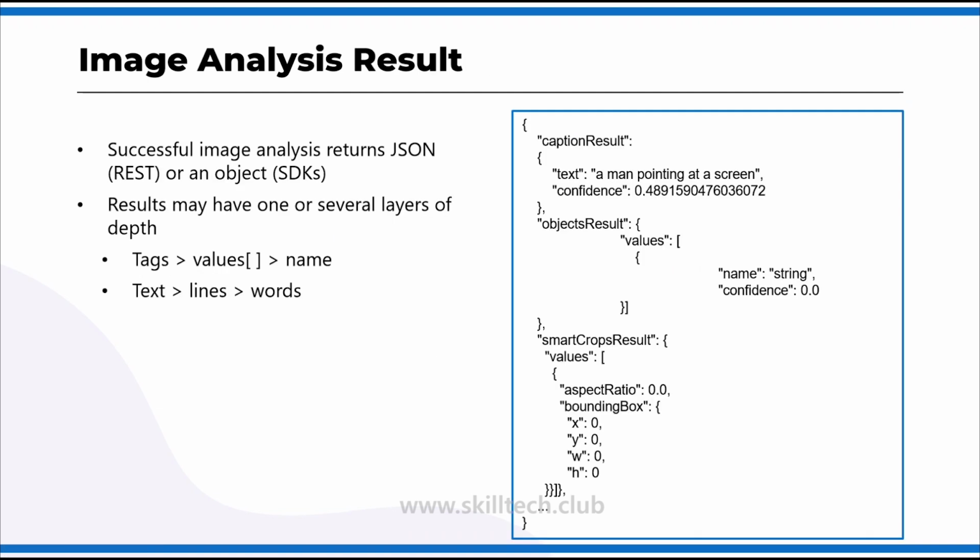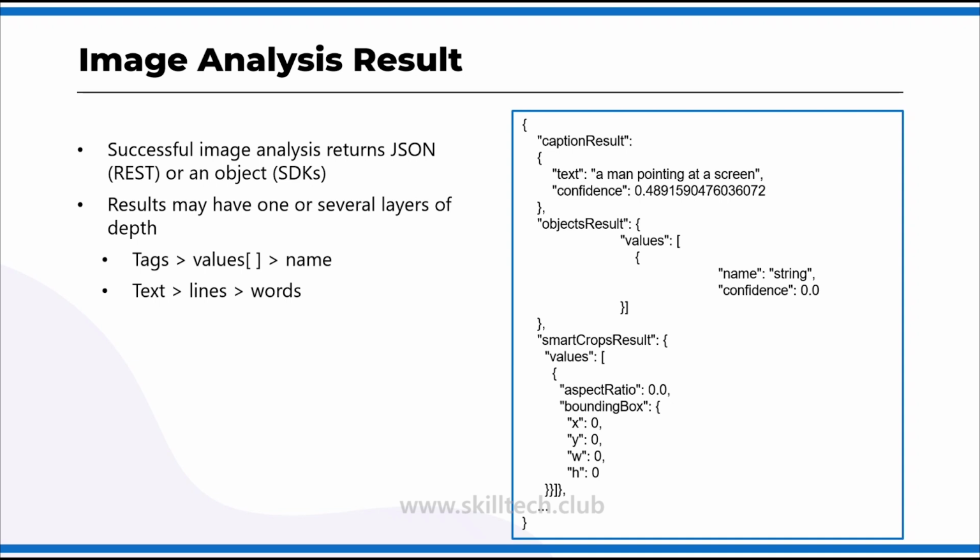Now, because we have just discussed image analysis result, you can see that a successful image analysis is going to return a REST-based JSON response. This JSON object is going to have multiple key value pairs inside it. This result may have one or several layers of depth. It can have multiple tags, which will have an array of values. It can also have multiple lines of text, showing you the values with each and every word with its bounding box, as visible in the right side object.